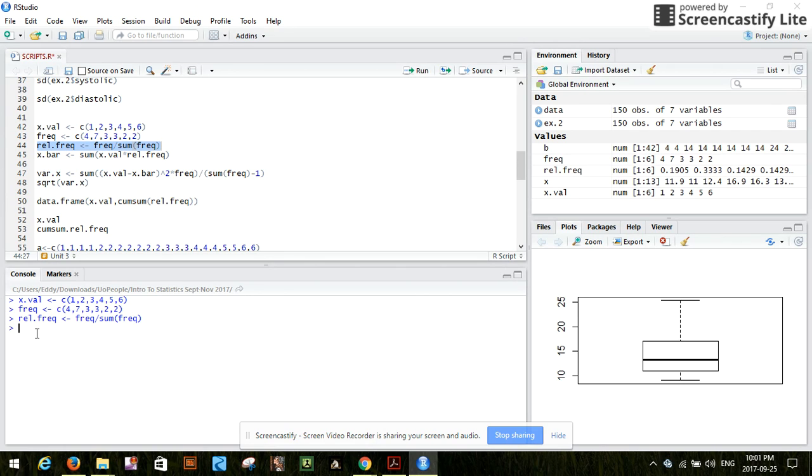So we can look at it, rel. freq. About 19% of the students have 1 pair of sneakers, 33% have 2 pairs, 14% have 3 pairs, 14% also have 4 pairs, 9% have 5 pairs, and roughly 9% have 6 pairs. So that's basically the relative frequencies.